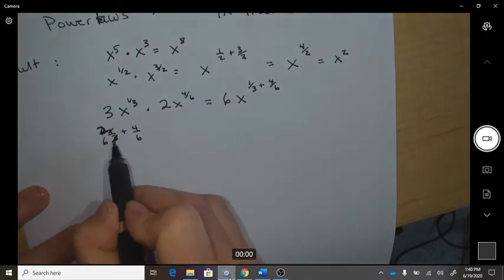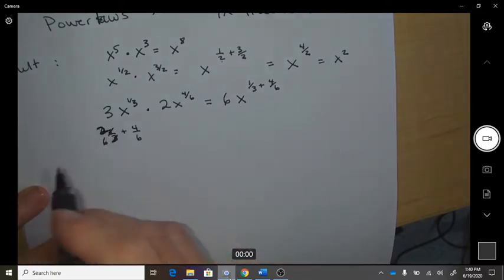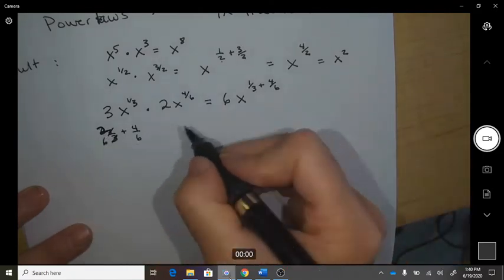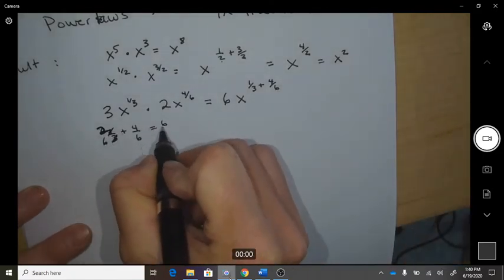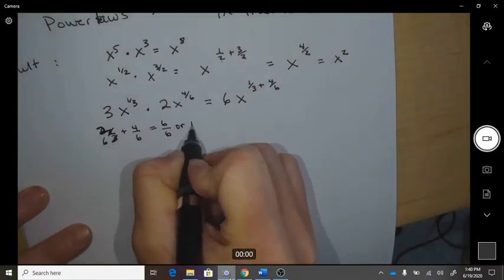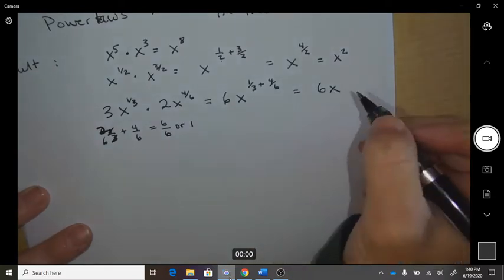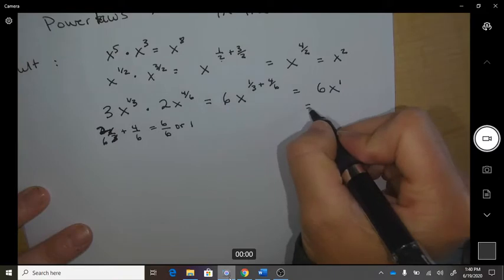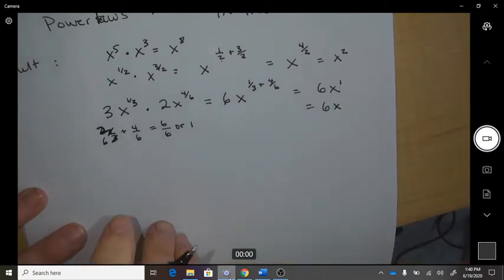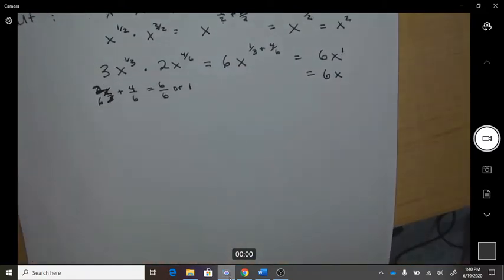Because I multiply this by 2, multiply that by 2. I'm thinking ahead to the answer here with 6. So this is 6 over 6, or 1. So my final answer is 6x. You don't actually need to write that 1 in the exponent position. It's implied.